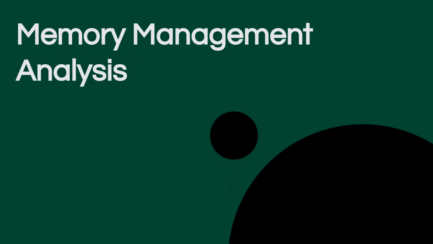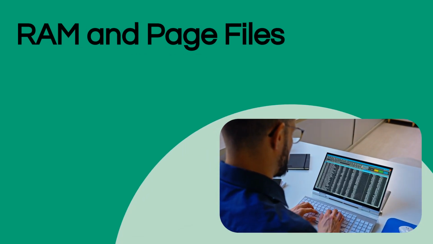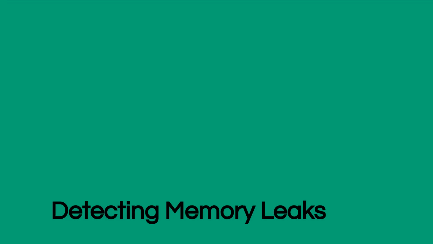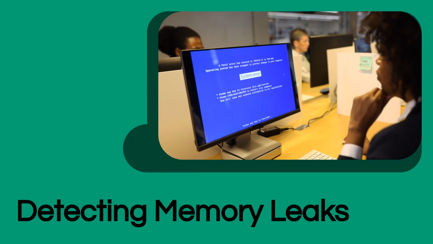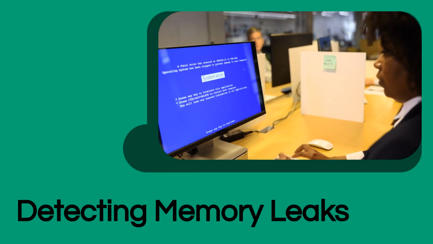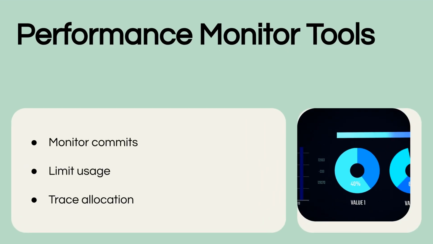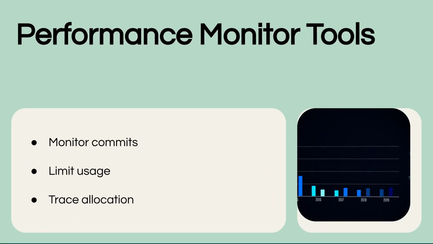Next, we transition to memory management, where we monitor allocation and detect potential leaks. Understanding RAM allocation and the role of page files is critical for maintaining overall system stability. We demonstrate how to detect memory leaks in applications that can gradually degrade system performance over time. Performance Monitor provides advanced tracking to observe commit limits and ensure your system stays within healthy bounds.